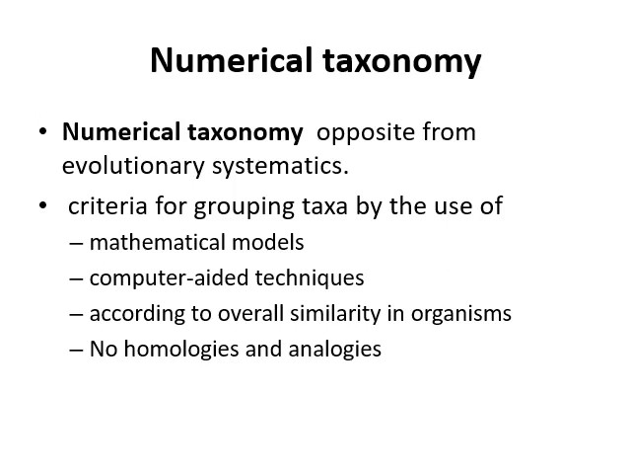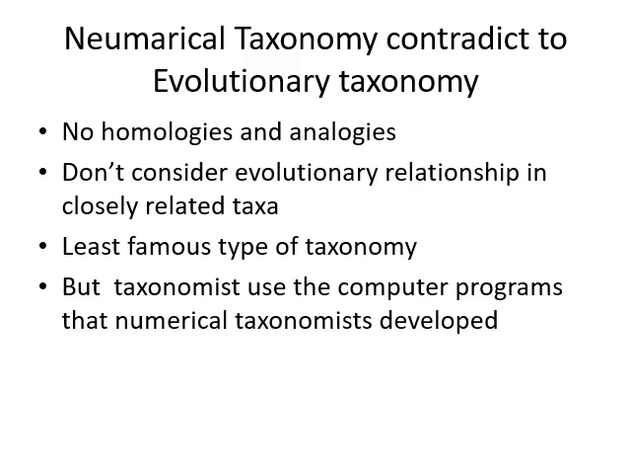Numerical taxonomy is opposite to evolutionary systematics, and it uses numerical data, computer techniques, and mathematical models, with no homologies and no analogies. Numerical taxonomy contradicts evolutionary taxonomy, so it doesn't need homologies and analogies. It doesn't consider evolutionary relationships and just counts the data, inputs it into computer software, and then produces results.